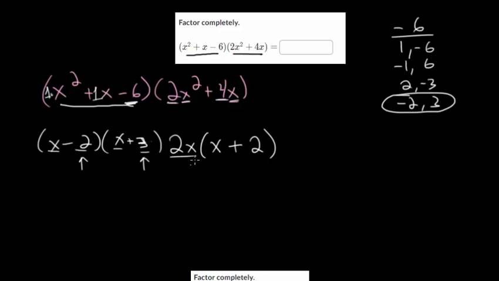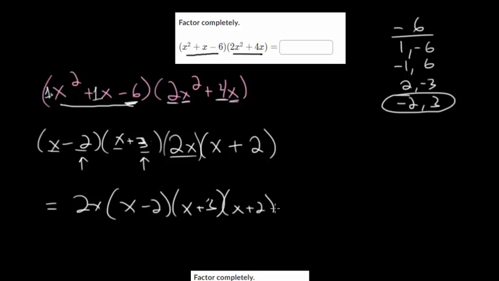So we could write the monomial out front. It doesn't matter. You can also put it in parentheses here. But a lot of times you'll see that written first as 2x. Then we have x minus 2, x plus 3, and x plus 2. And so this is what we'd put in our box here. So let's keep going. So this one, we're going to start by trying to factor out a common factor.